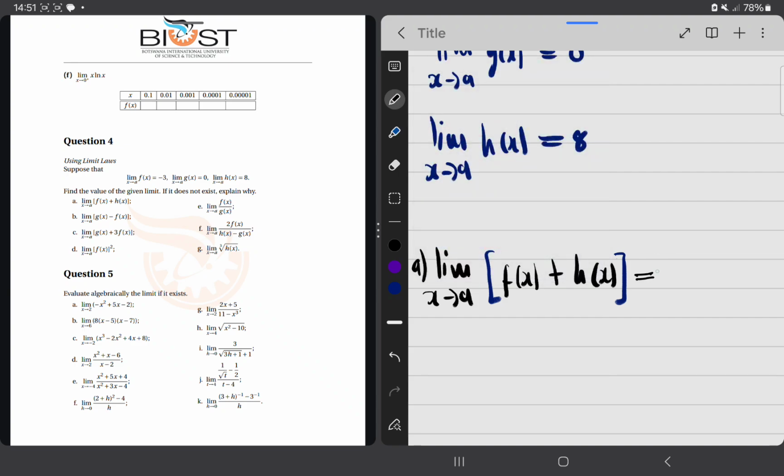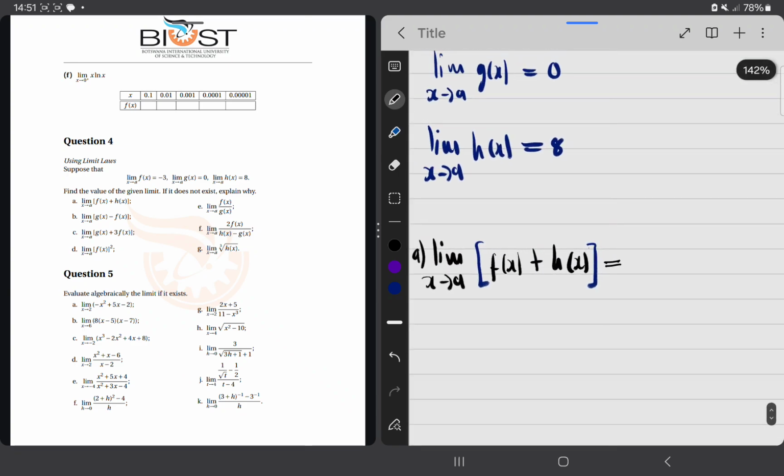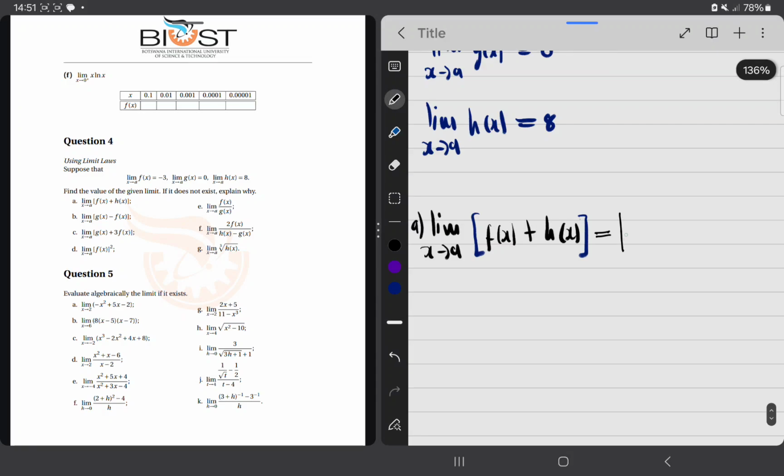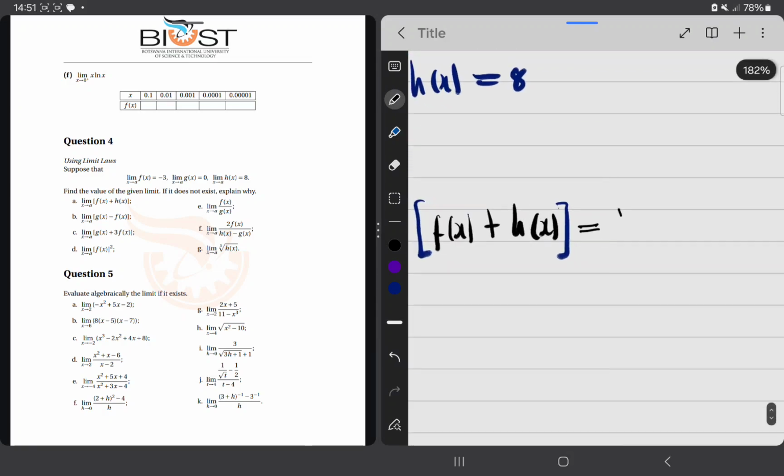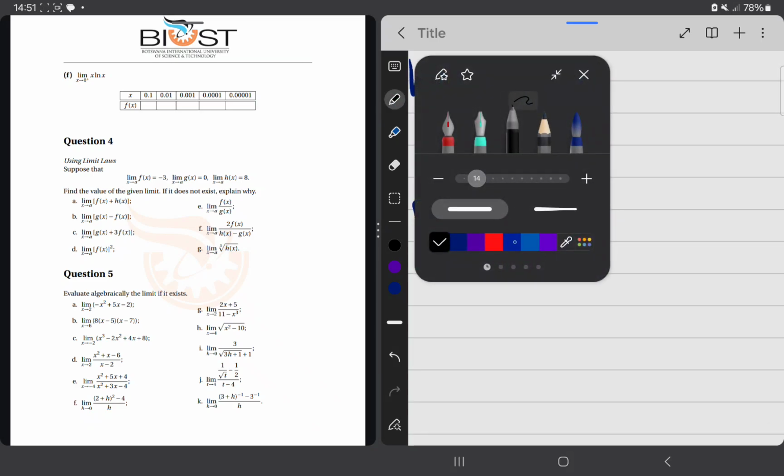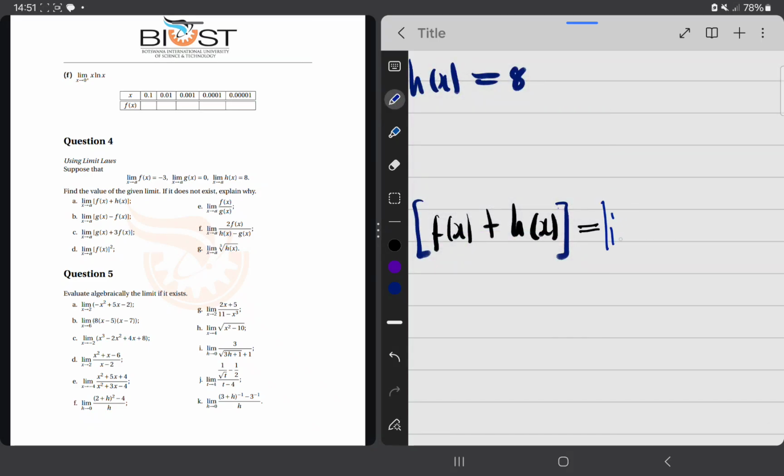Here we know that if I'm getting the limit of 2 things that are adding, I can separate the limits and add them separately. So this is going to be equal to the limit of the first part plus the limit of the second. So it's going to be the limit as x goes to a of f of x plus the limit as x goes to a of h of x.